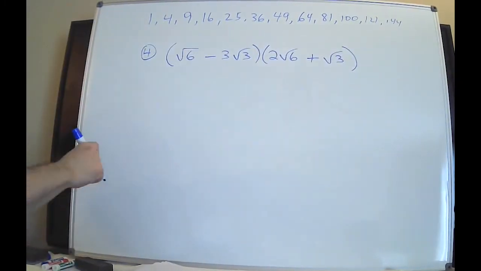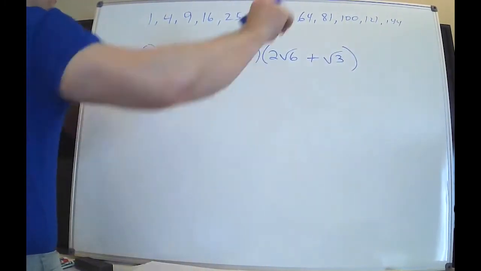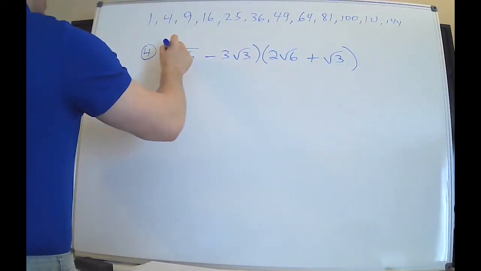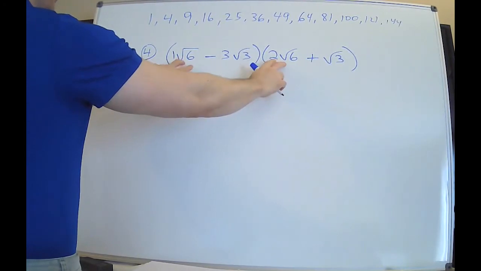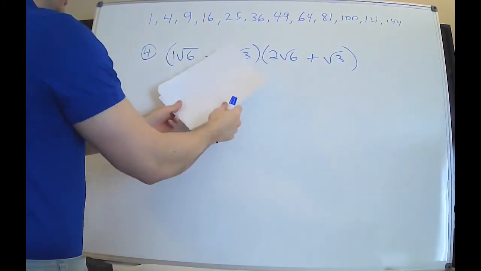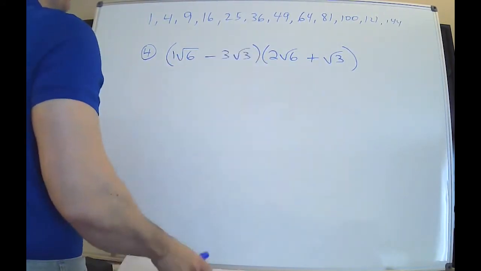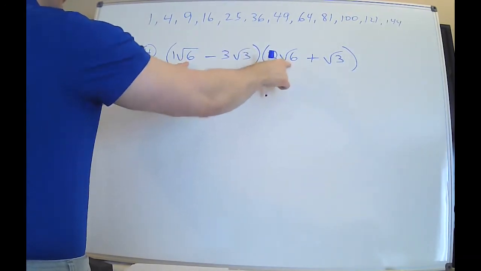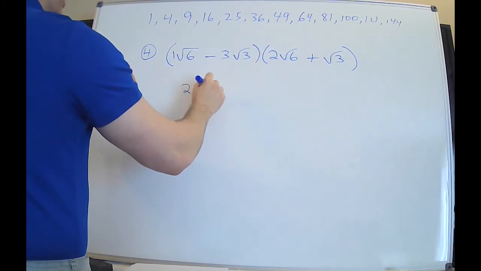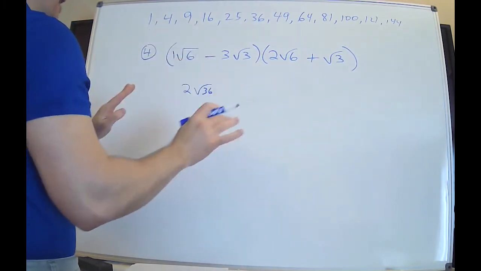Number 4. This was probably the hardest one. Very tricky. So again, I'm going to put a 1 just to help me. First term, first term. Again, if it helps you to do that, then do that. 2 times 1 on the outside, 2. Radical 6 and radical 6, radical 36. You take this one thing at a time.